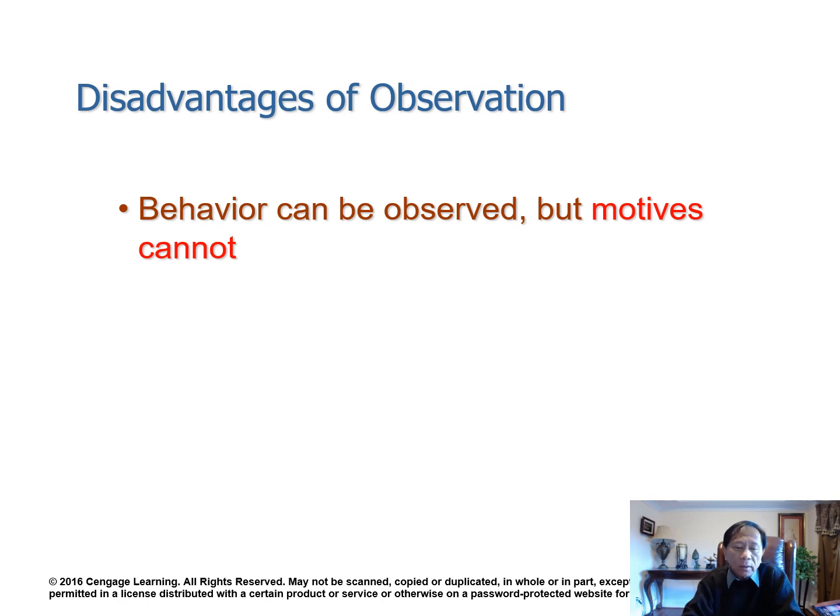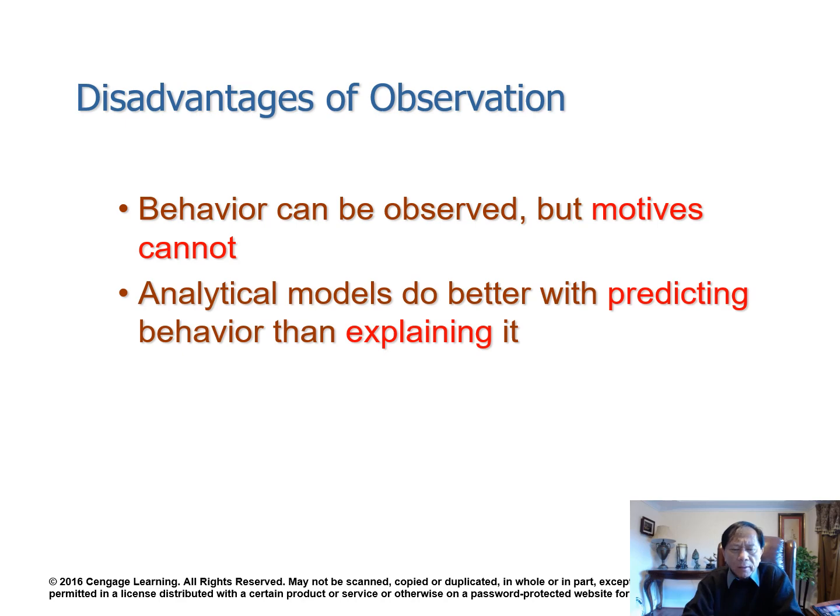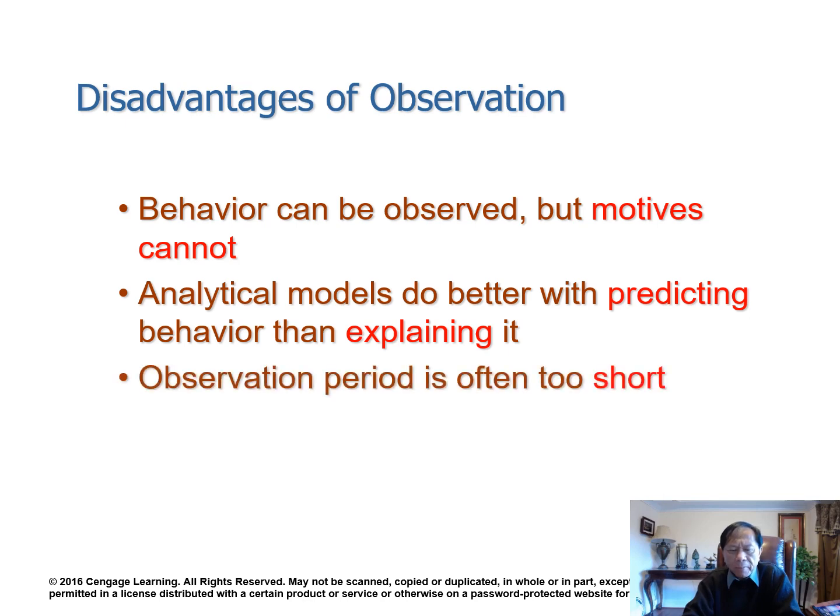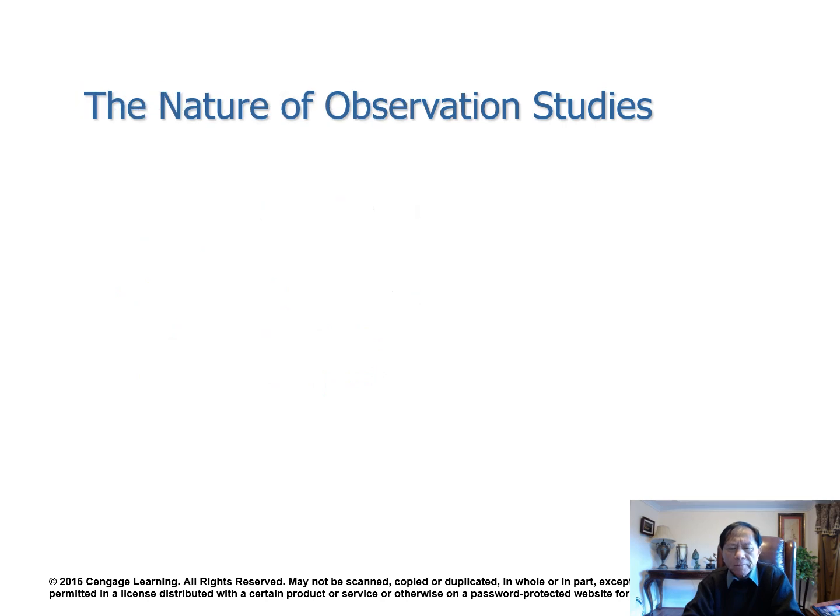You can do an experiment, which we'll talk about next. Analytical models do better with predicting behavior than explaining it, and observation periods are often too short. Then there is the nature of the observation studies.